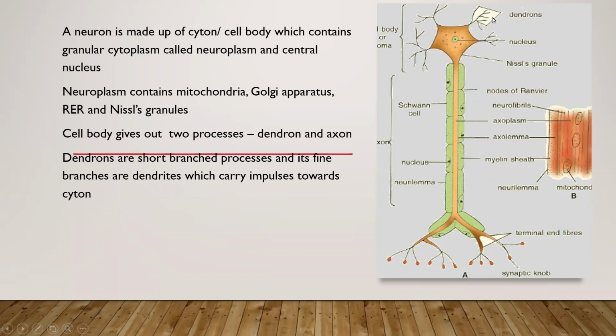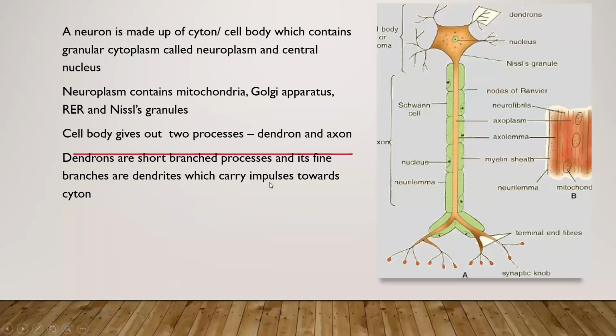And these fine branches, they are called dendrites. These are dendrons. Again, it gives out fine branches. These are called dendrites. What is the function of dendrites? Dendrites carry impulses towards the cyton.